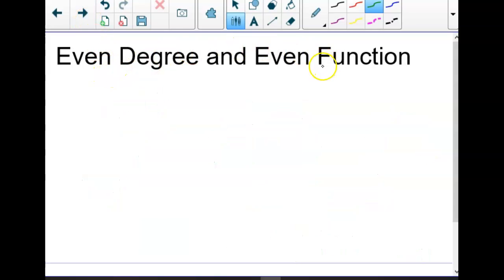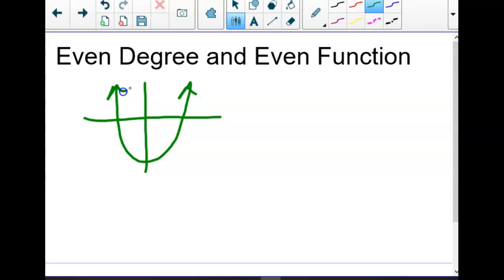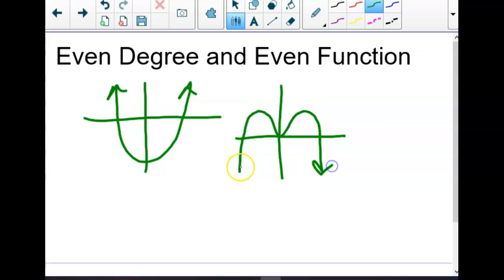Even degree and an even function would be when it's both ends up evenly on either side or both ends down evenly on either side. I didn't draw that first one very well.